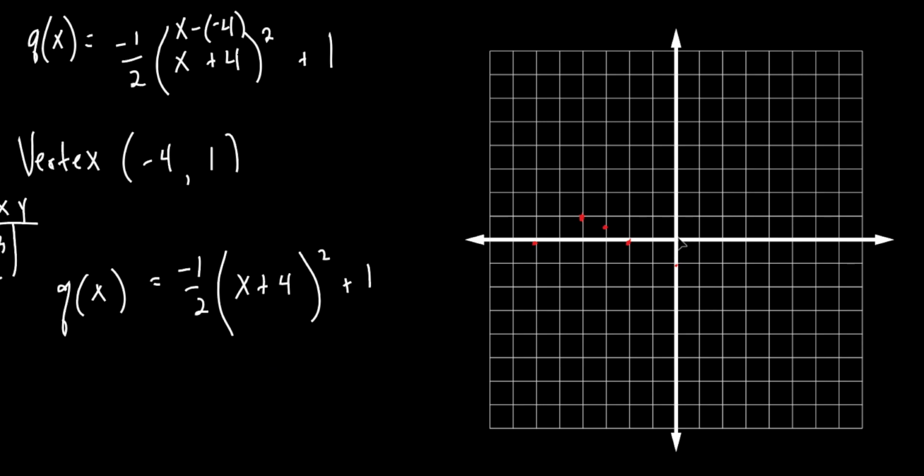Here's a good way to do it. Put in a 0 for x, all right? And that'll tell you your y-intercept. So that'd be a good number to know. 0 plus 4 is 4, squared is 16. Half of 16 is 8. Negative 8, right? Because a negative 8 plus 1 gives you what? Negative 7. Negative 8 plus 1 is negative 7. So it would be down in here. See that? Should make that red.